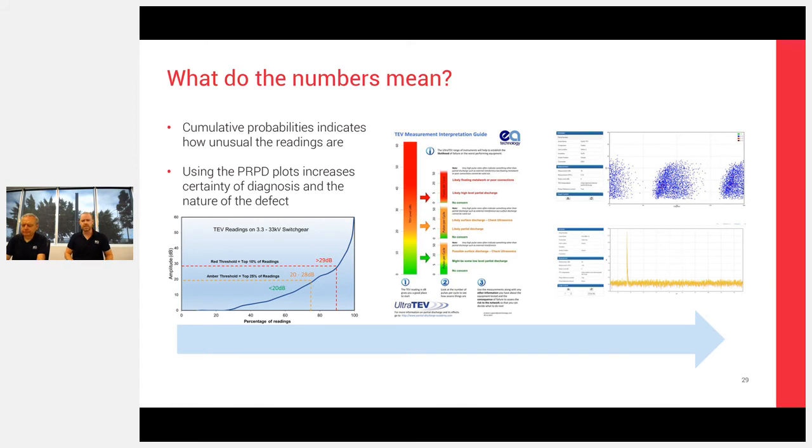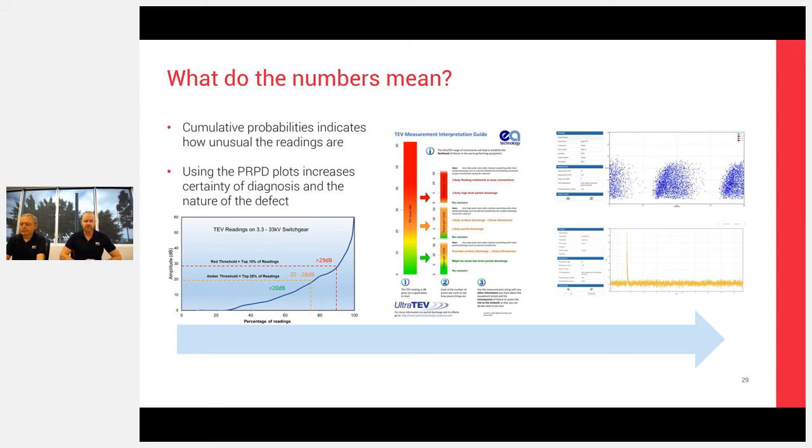Okay, so what do the numbers mean? This is where we talk about the decibel level. In the past, EA Technology have created a large database of all the TEV signals that have ever been taken, and they've classed them into decibel levels. They created a cumulative probability curve, that's the curve you can see on the left-hand side there.